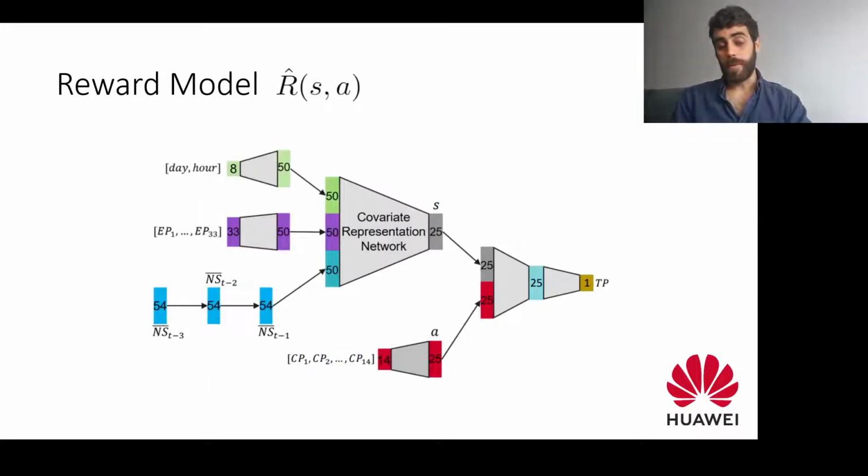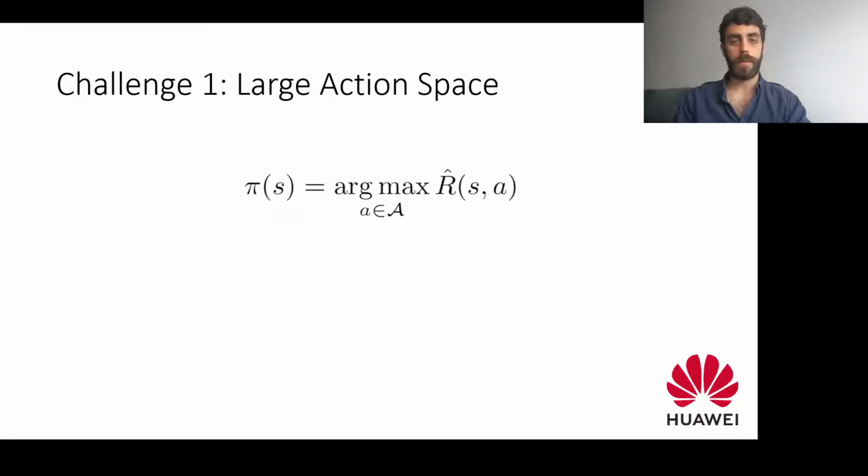Okay, so the first thing we do is we build a reward model. We learn a reward model from the data set. This is just a neural network that takes as input the context and the configuration parameters, the actions, and it predicts the throughput. Using that reward model, then we can just try to maximize it to find the action that gives the highest reward.